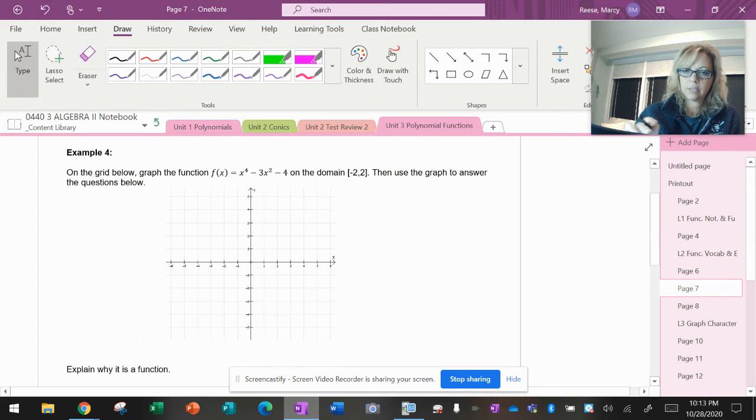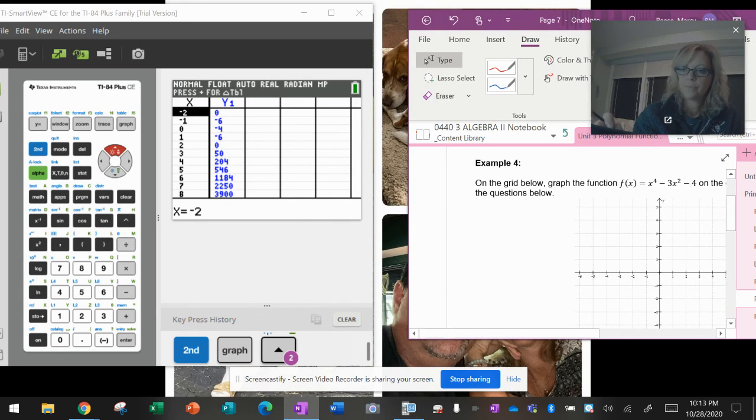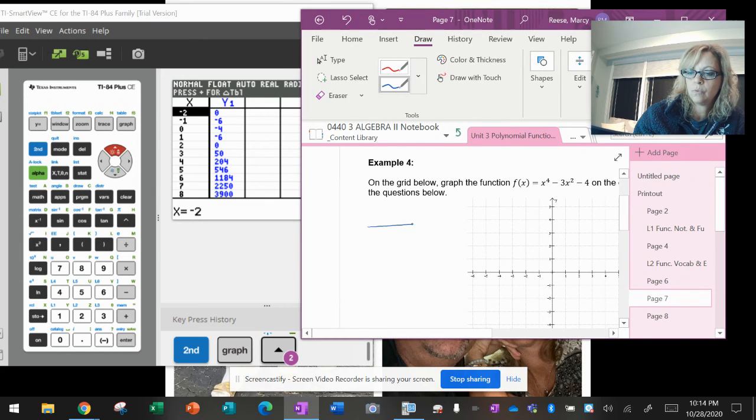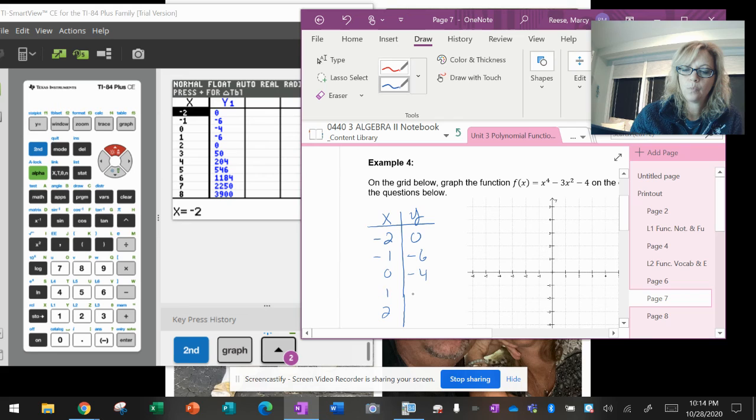Let me see if I can bring this up so we can look at both. Okay, so I want to do the points from when x is -2 to where x is 2. So -2 is 0, -1 is -6, 0 is -4, 1 is -6, and 2 is 0. Plot the points.